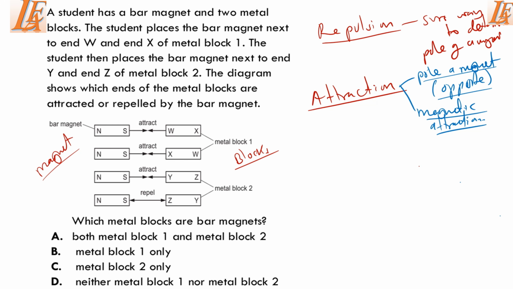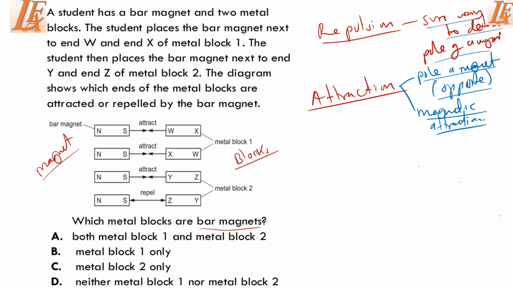Now in this case, for us to know if a material is a magnet, we will look for a place where there is a repulsion. That is the surest way to determine whether a material is a magnet, because like poles will repel according to the law of magnetism, and unlike poles will attract. So let's look at the question: which metal blocks are bar magnets?